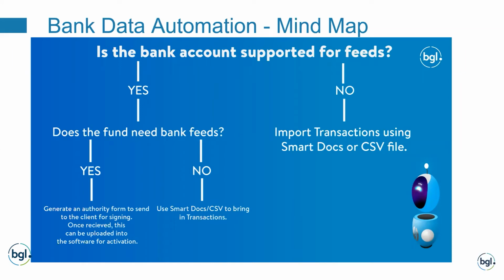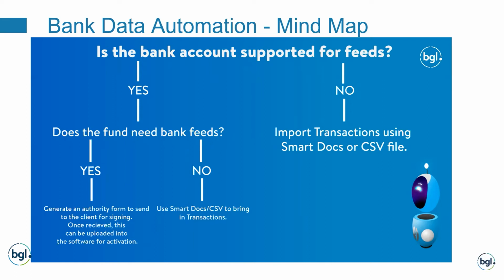So checking to make sure the bank accounts are supported for feeds is your first step. Then you're going to look at, if they are, does the fund need bank feeds? So ideally, the sort of fund that you would have bank feeds switched on are funds that you know have multiple transactions occurring each month. Realistically, setting up feeds for a fund that has potentially 12 interest payments for the year and then a journal distribution that comes through at the end of the financial year, they're not going to be an ideal fund for bank feeds, and you're not going to see the benefit out of having those feeds.